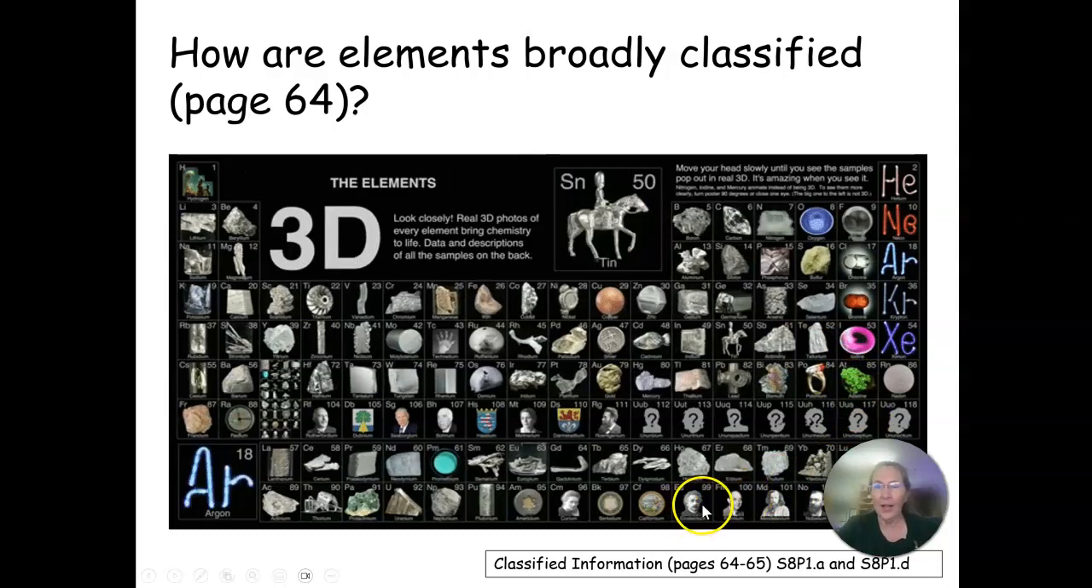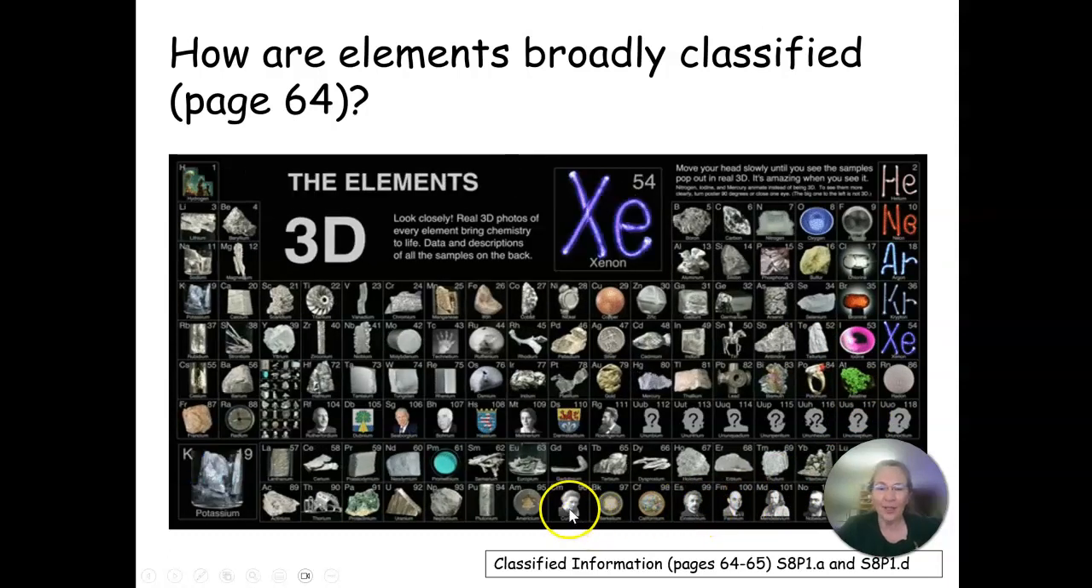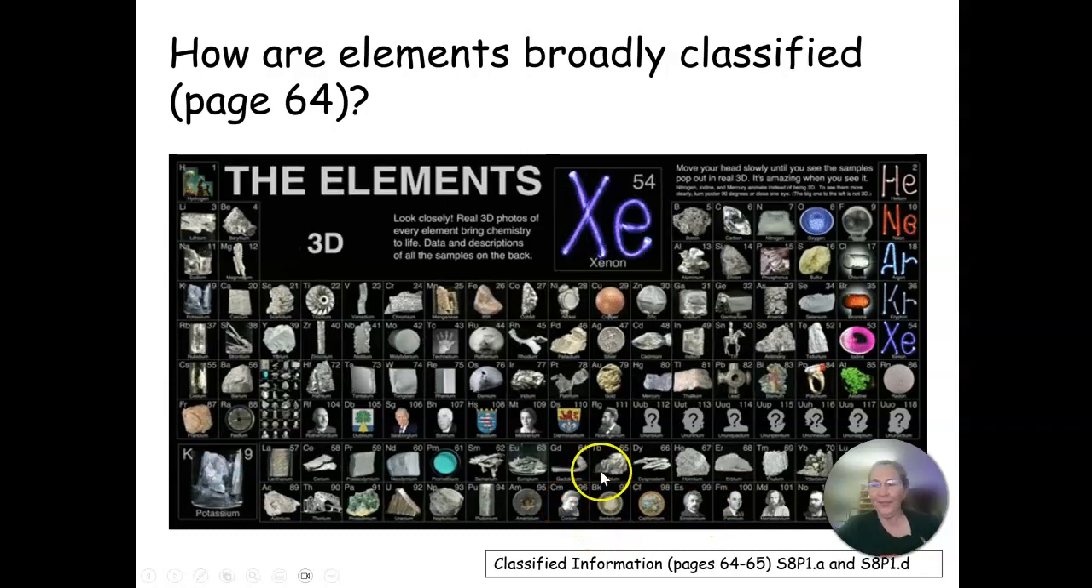I kind of like Einsteinian. This one's named after Madame Curie.